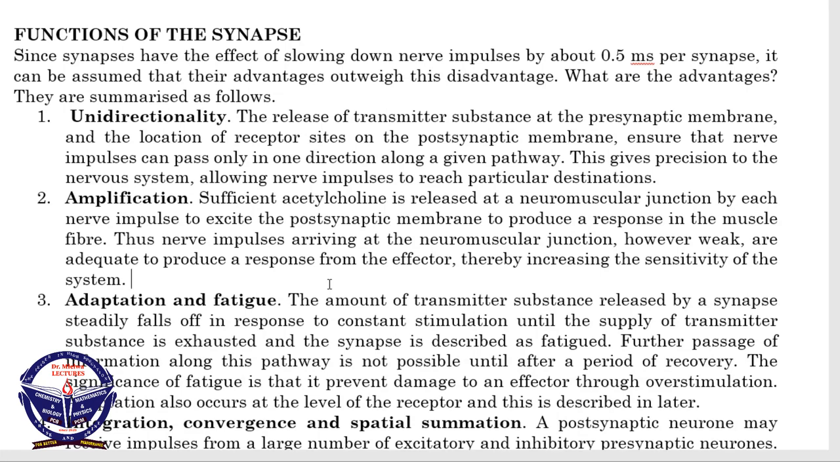Why can it cause muscle contraction even if it is weak? It is because of amplification. That means the neuromuscular junction tends to amplify the impulse. Impulse ambayo iliingia kama ndogo inakuwa amplified, inaonekana kama kubwa, and then it causes muscle contraction.